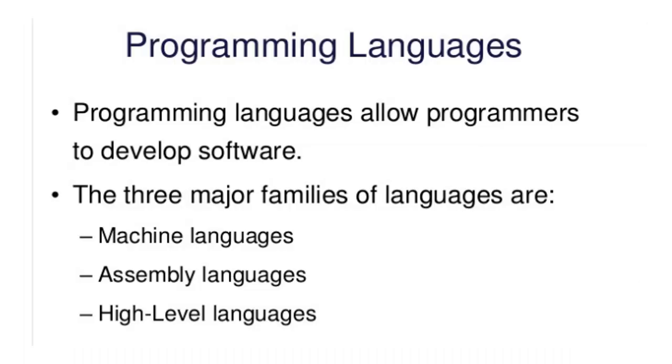Programming languages. First of all, we want to understand what is the need of programming language and what are the different types of programming language. So basically, programming languages allow programmers to develop software. Through this programming language, we can give instructions to the computer, and according to that, the computer gives me the output. For this purpose, there are three major families, or we can consider them types, of programming languages. One is machine language, second is assembly language, and third is high-level language.